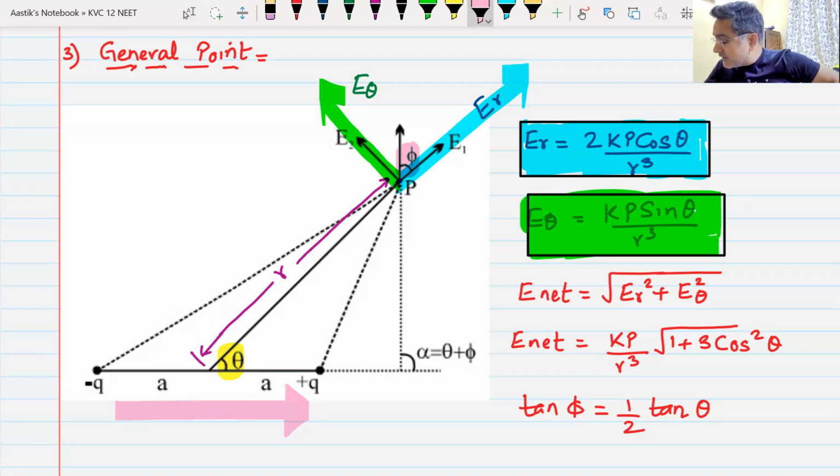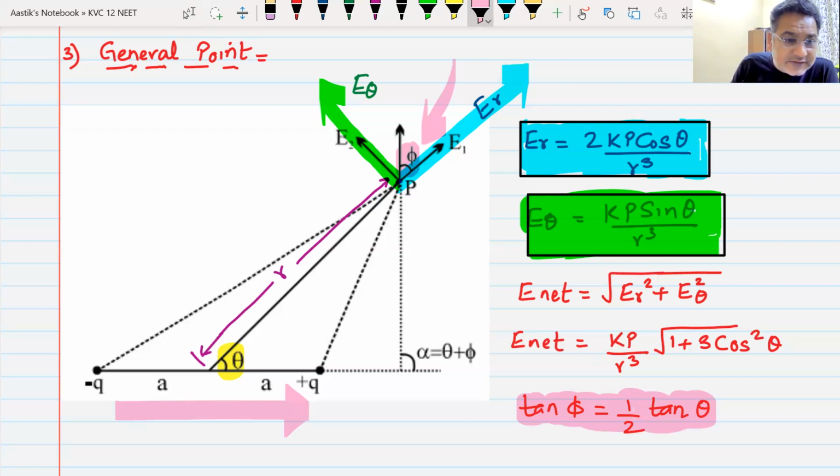And the value of this angle, tan of phi. I hope you can see this angle phi, yes or no? The value of this tan of phi is given by half of tan theta.